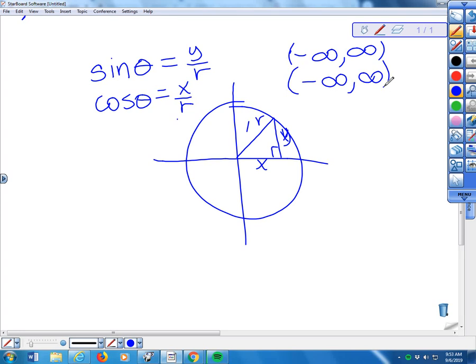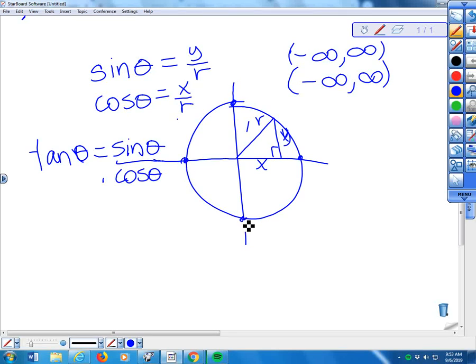Let's think about tangent, though. Tangent theta is sine theta over cosine theta. So where would tangent theta be undefined? Where this is 0. It can't exist where the denominator is 0. So it's considered undefined at that point. Okay? So where is cosine theta equal to 0?